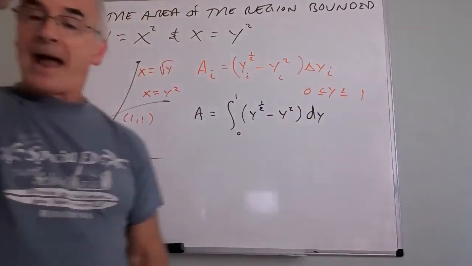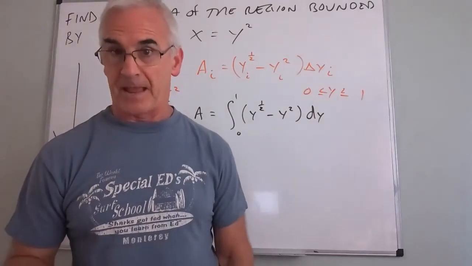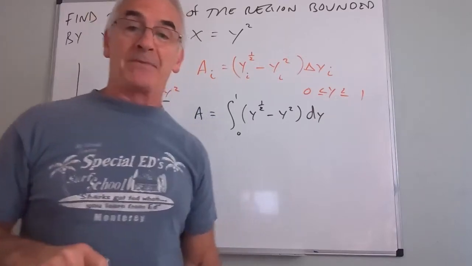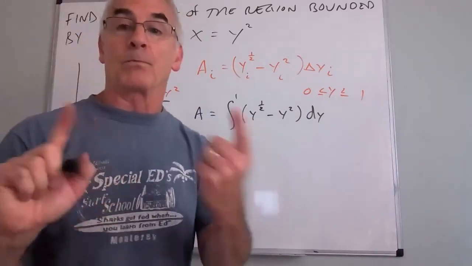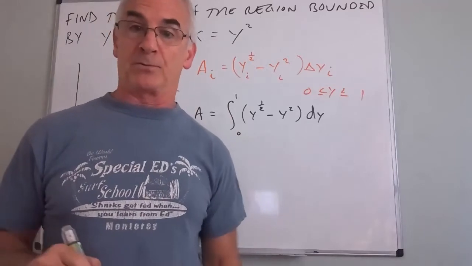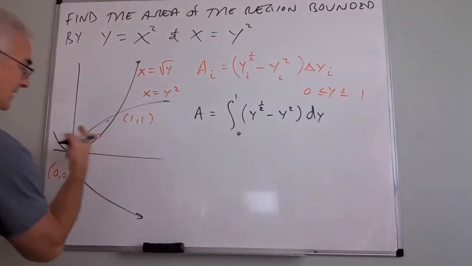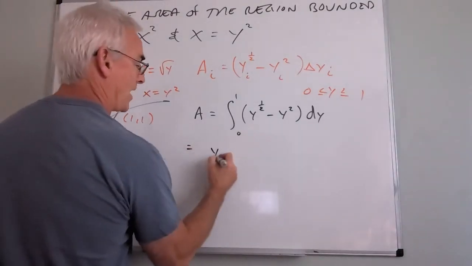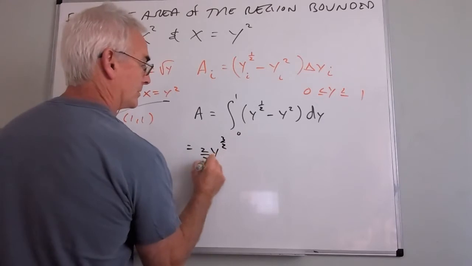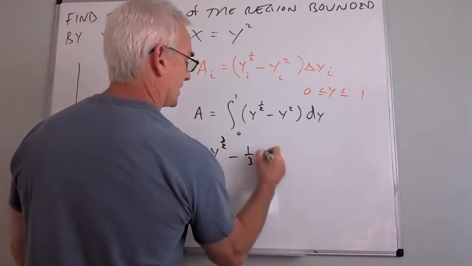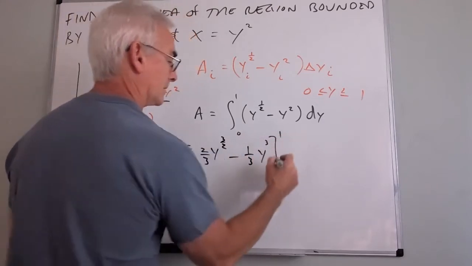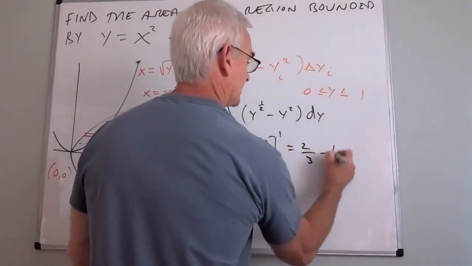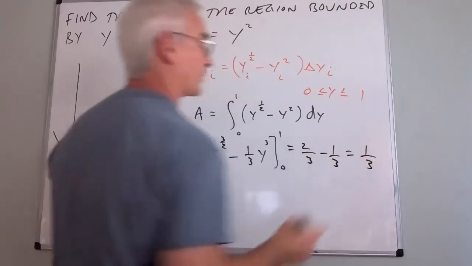Now, if I somehow get a negative answer, and by the way, if I had told you to do this on your own, I'd estimate up to half of us would have gotten a negative answer because the order of subtraction would have been reversed. Again, it's got to be right minus left, but we may have inadvertently subtracted the other way. So this will be y to the 3/2 times 2/3. This will be 1/3 y to the 3rd power. So my answer is simply 2/3 minus 1/3, or 1/3.